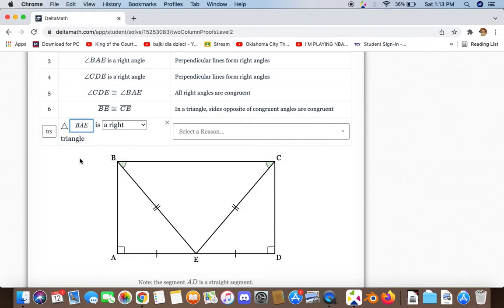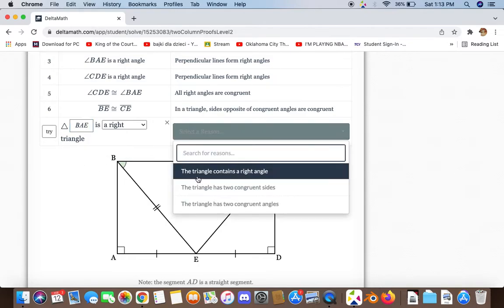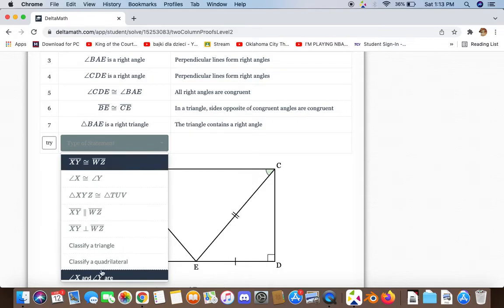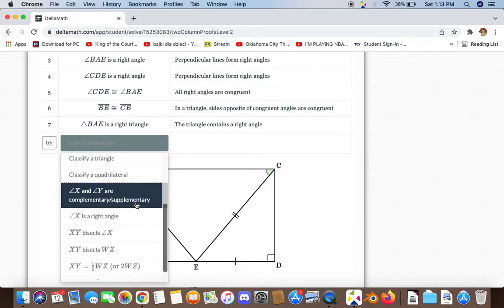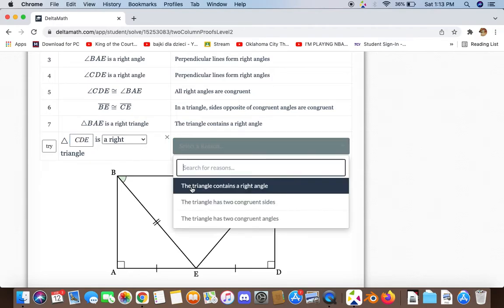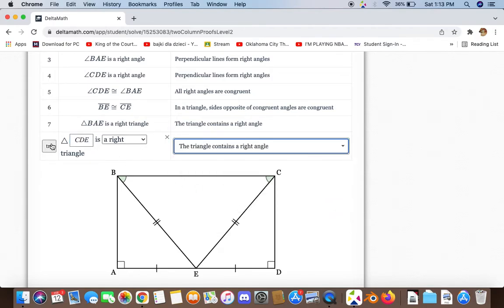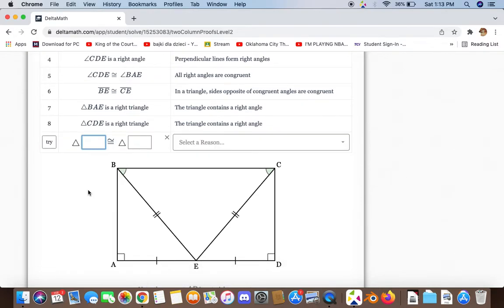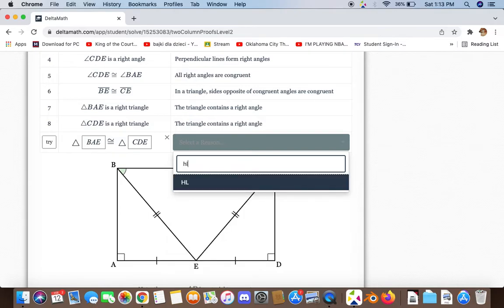We can say that BAE is a right angle, and the reason for that is the triangle contains a right angle. We can say the same thing for CDE. We now have enough information to say that these two triangles are congruent to each other, and the reason for that is hypotenuse leg.